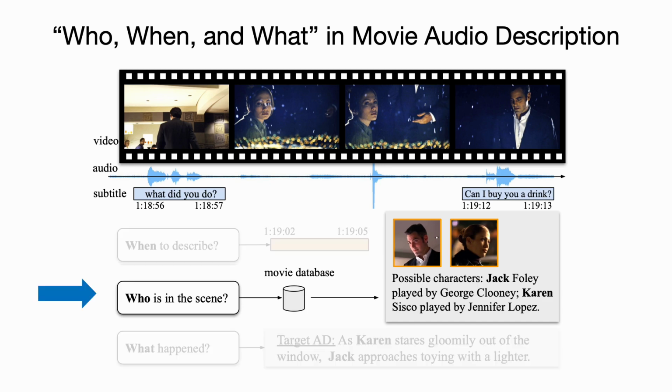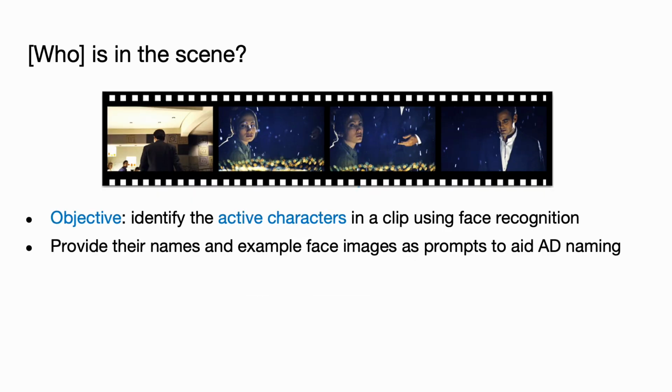The question of who in the movie audio description is very important for movie understanding, especially for the storytelling purpose of AD. We address this challenge with a separate character recognition module. The objective of this module is to identify the active characters in the movie clip. The recognized names and their face images can be provided as additional information to help AD generation.